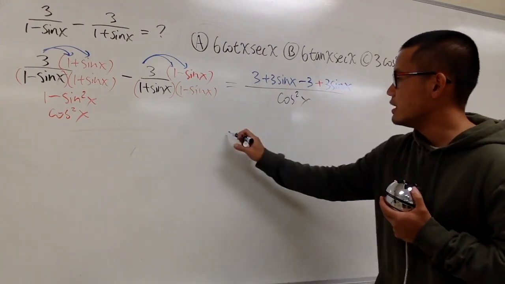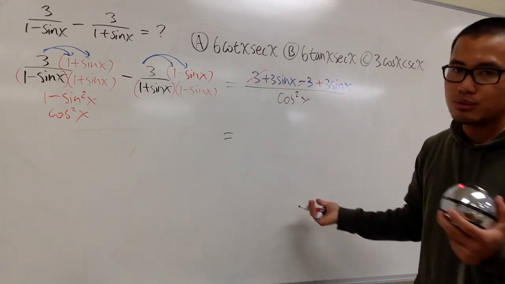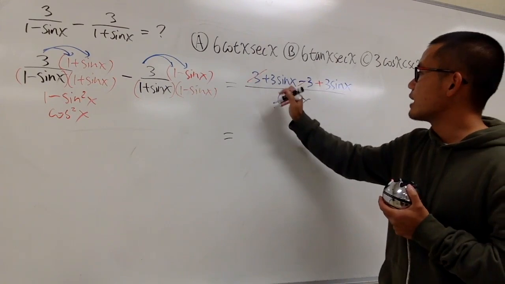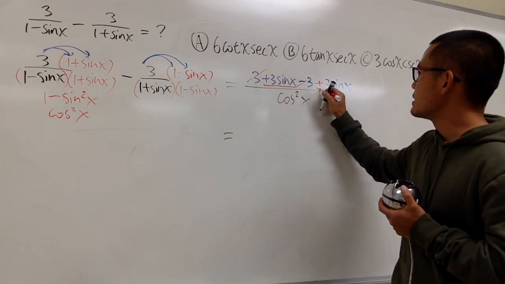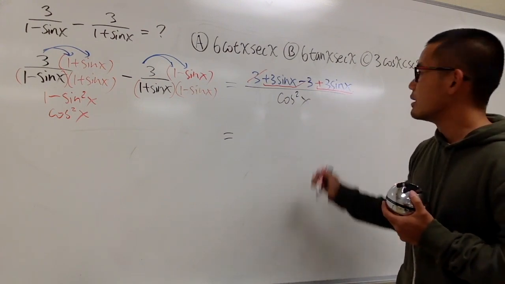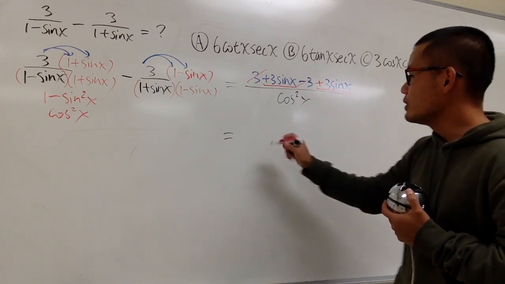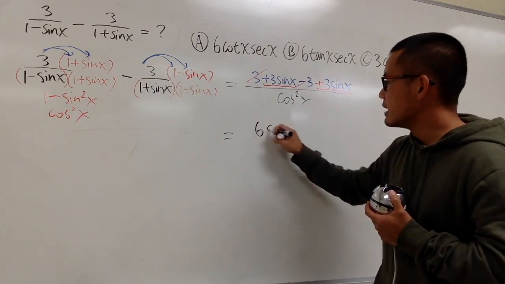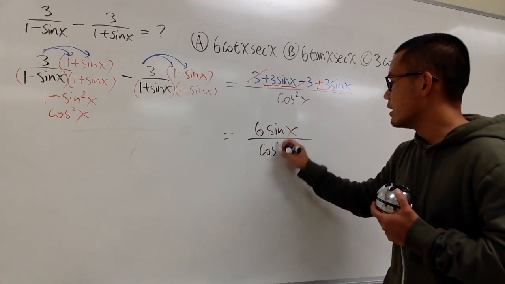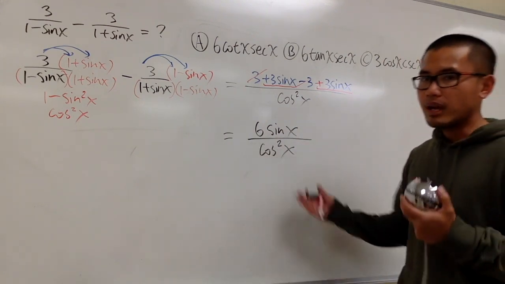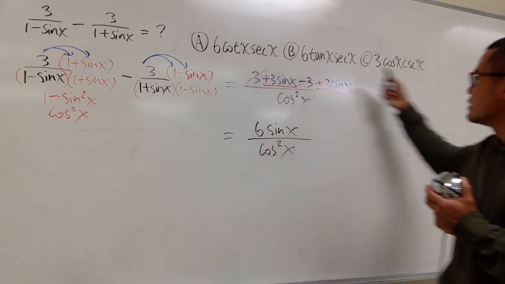Well, as we can see, 3 and negative 3, these two just cancel out, become 0, right? And we can combine the terms, because this is positive 3 sine x, and then we plus another 3 sine x. 3 sine x plus 3 sine x altogether is going to give us 6 sine x. And this is over cosine square x. Okay, we did a lot of work already. But this is not one of the answer choices.